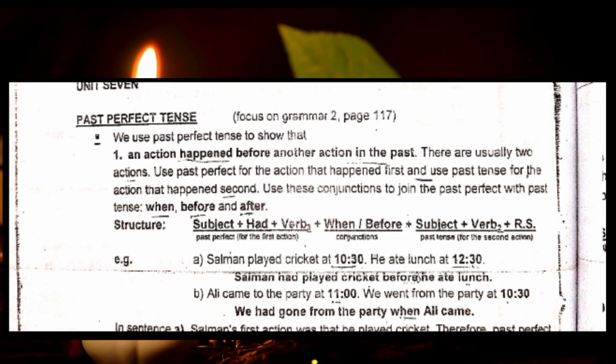Then conjunctions before and when. After that, again subject, and then verb second form, and then the rest of the sentence. First, we use the past perfect tense structure and then the simple past tense structure. It will describe the two actions.